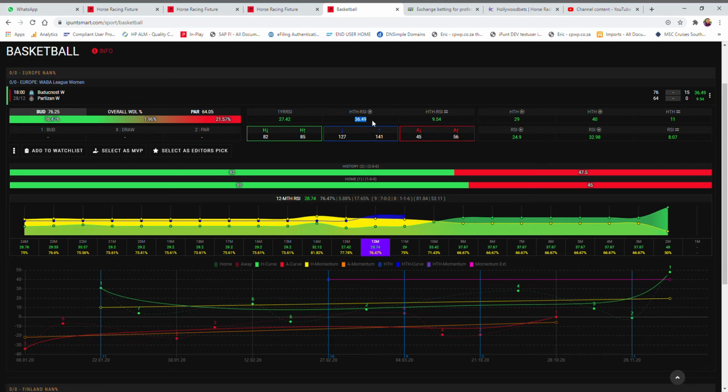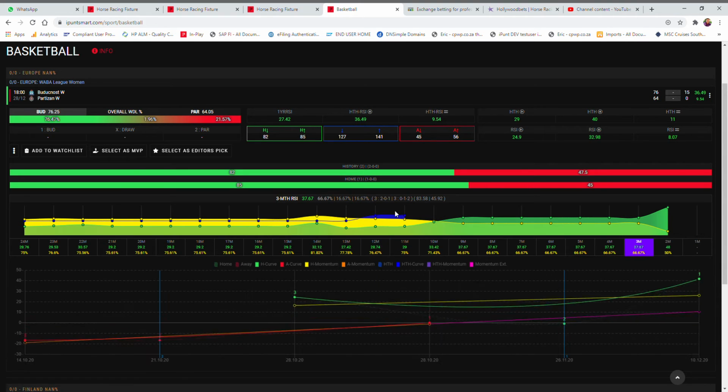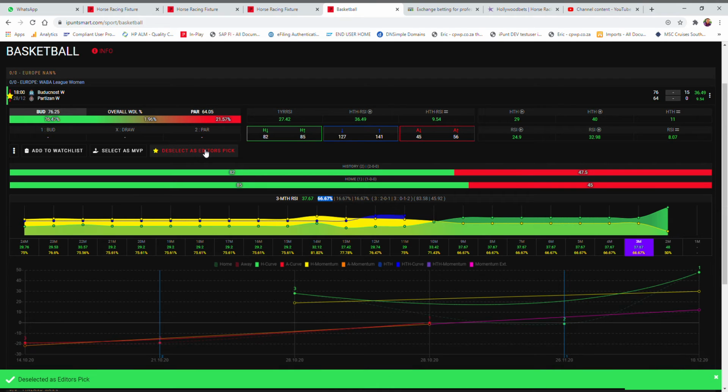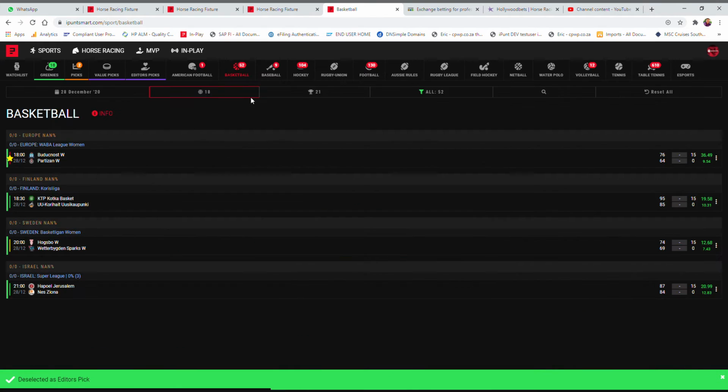So that is what the filters are showing me now. Also showing me I need to go above 9.5 on the MIC. In this case, it's 15 on the MIC. And I need to go above 57% on the overall. This one's a 76% on the overall. And I need to go above 57% on the 3-month RSI. And this one is at 66.67%. So all of this looking good for Buduknost women to beat Partizan, and that is then when I make that an editor's pick. Easy as that.